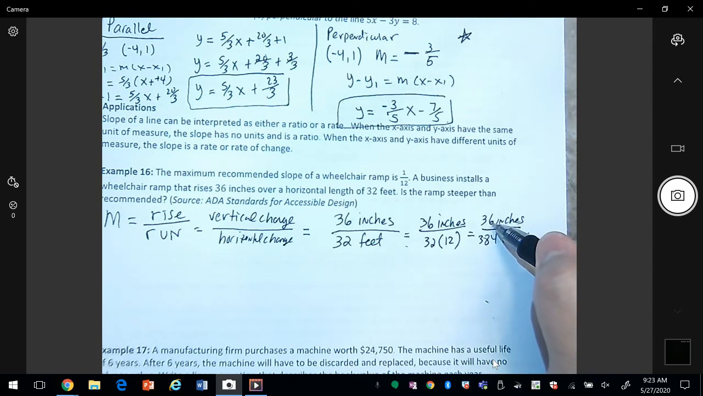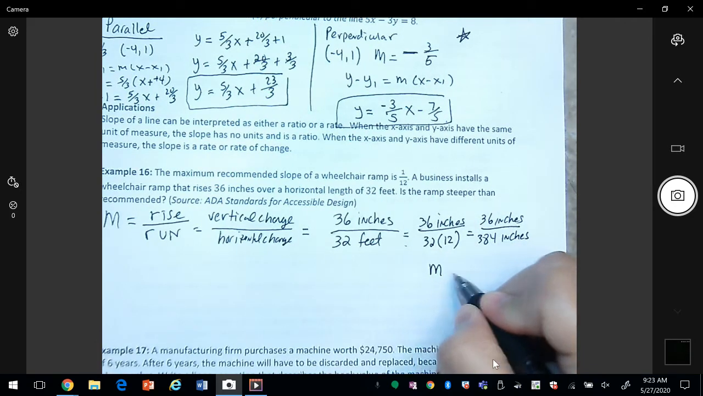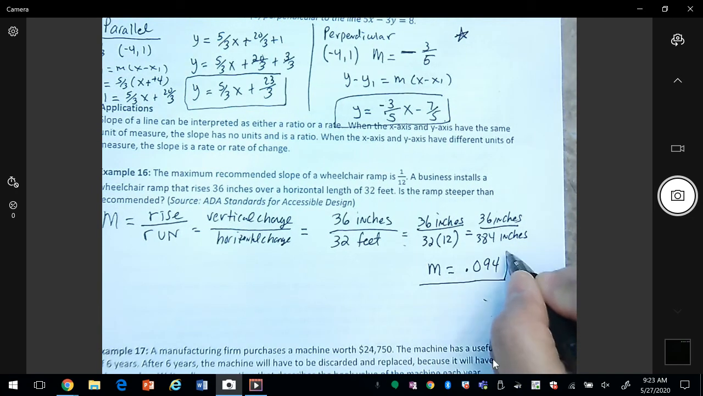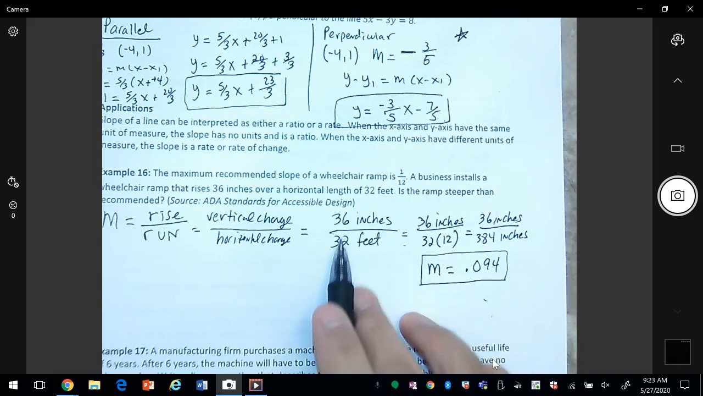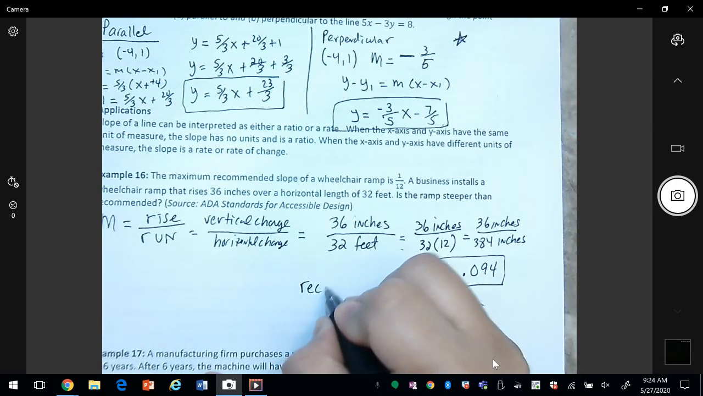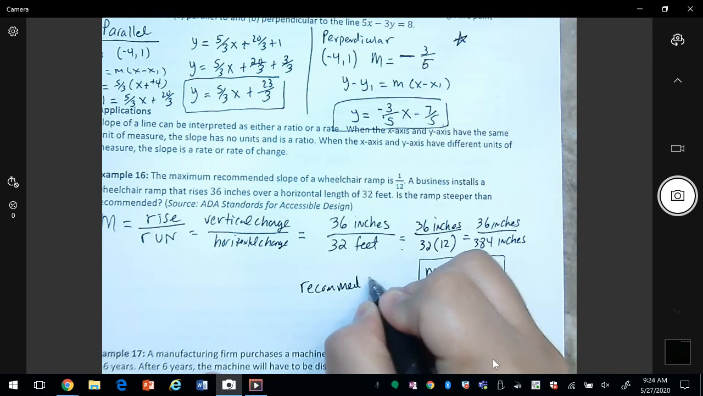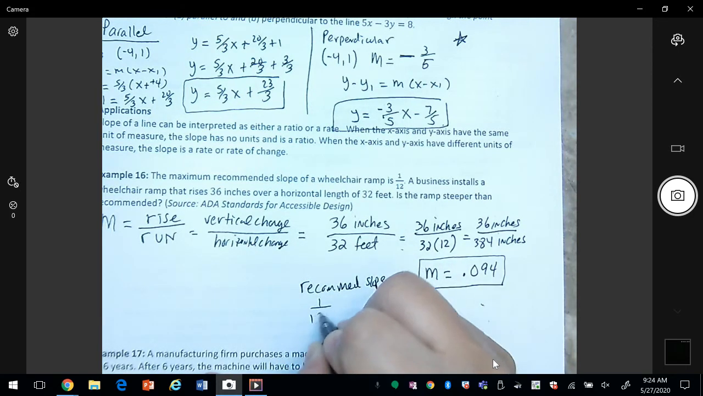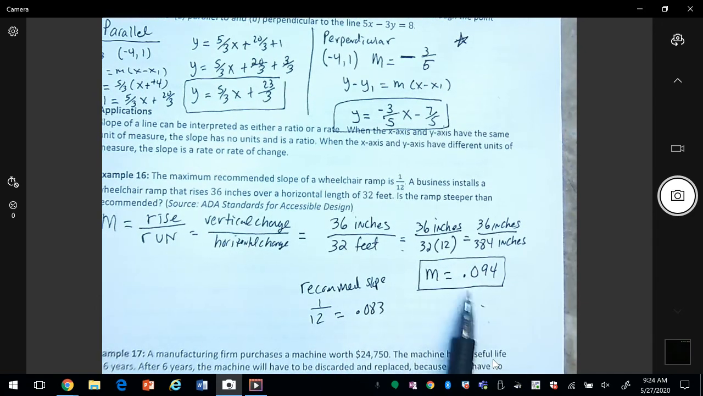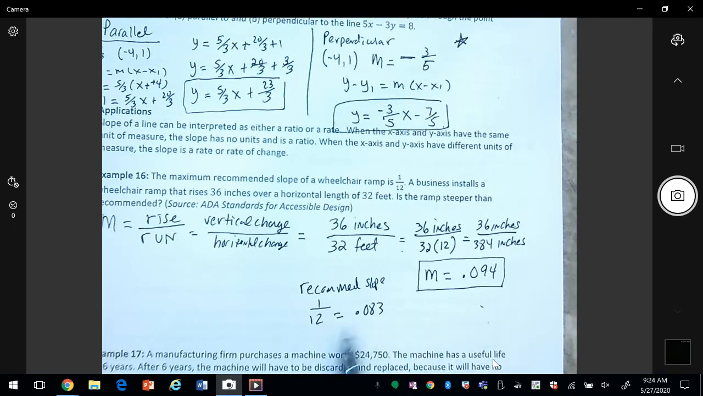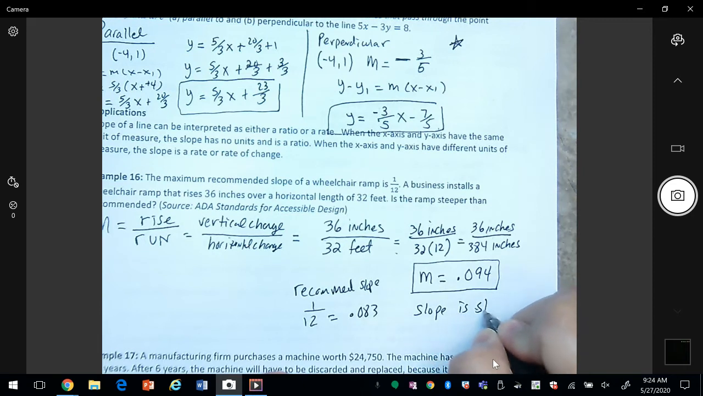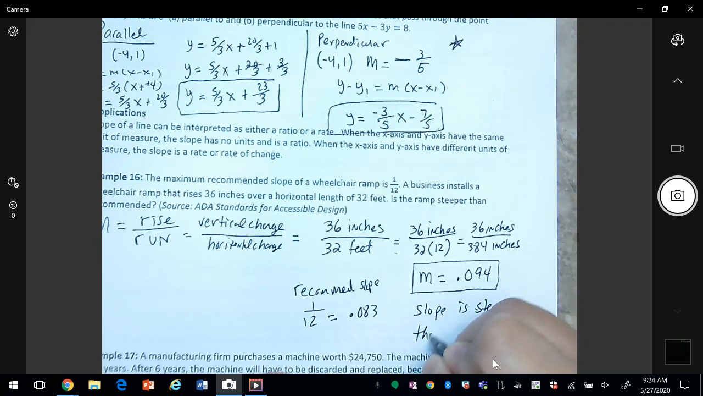And so if I divide 36 by 384, then m is equal to 0.094 is the slope that we have with these values. And the recommended slope is 1/12. If I divide that, it is 0.083. And so we can see that this slope is much steeper than this one. So we would say our answer is the slope is steeper than recommended.